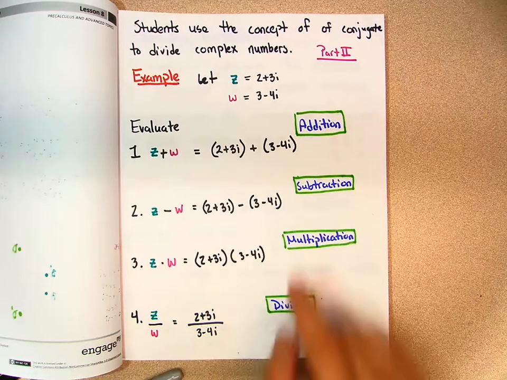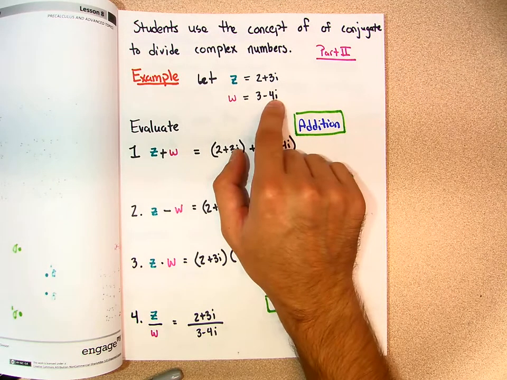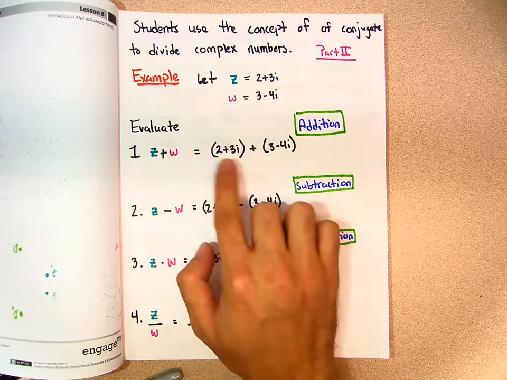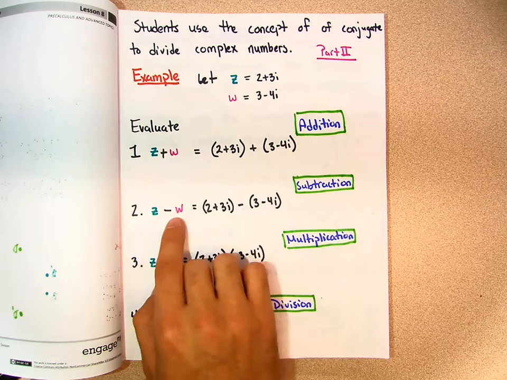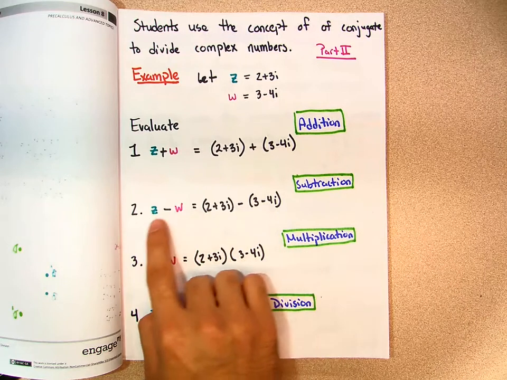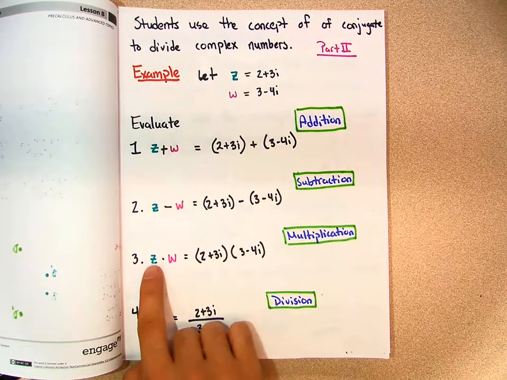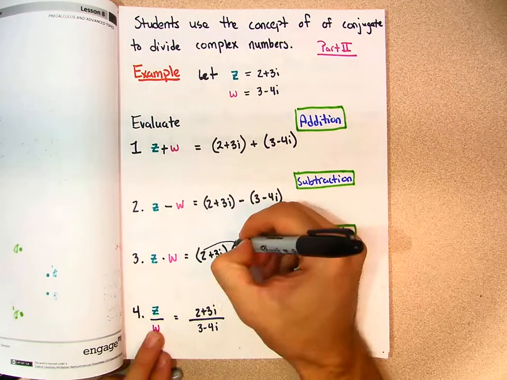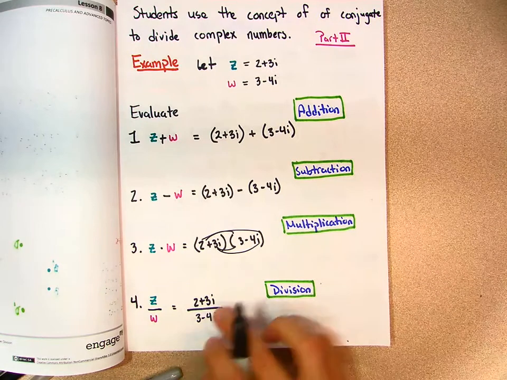If I say let z equal 2 plus 3i and w is equal to 3 minus 4i, if I say let's add them, right? If I say z plus w, we know what to do. We just take this plus this, we're done. Z minus w for subtraction, this is my z, this is my w, and I just subtract them. If I say z times w, you do your FOIL thingy, right? And then you get what you want. But here, when we divide, it's a little different.